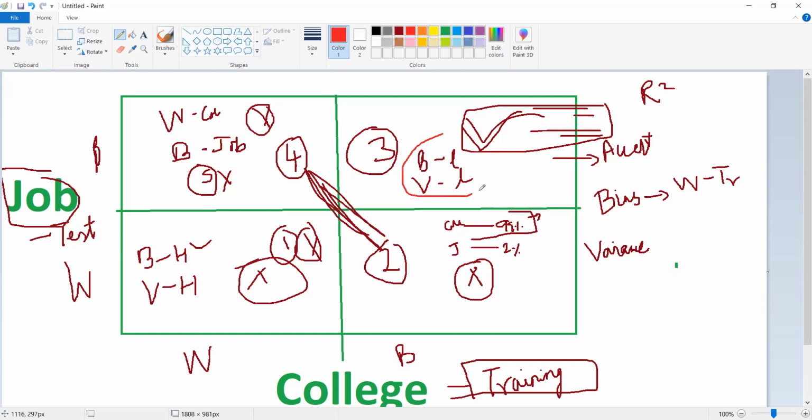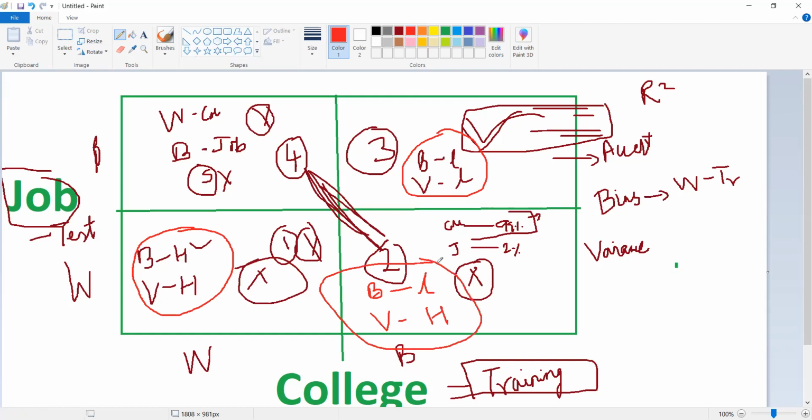Now the second case. Think and tell me. In the second case, bias will be low. Bias is best performing on training. Variance will be worst, variance will be high. So bias will be low and variance will be high. In this situation, your bias will be high and your variance will be low.